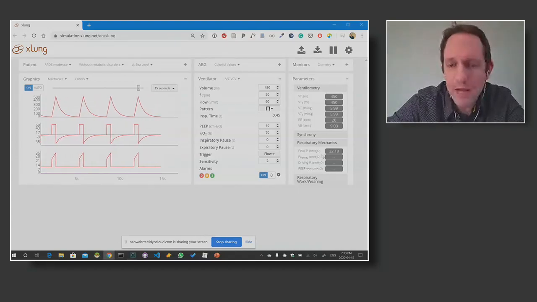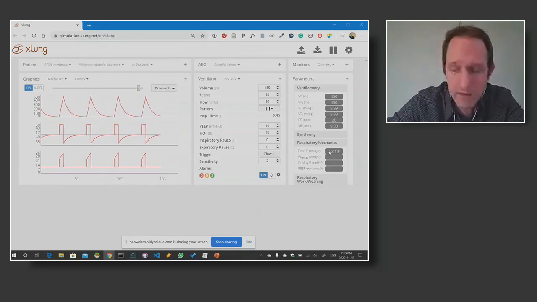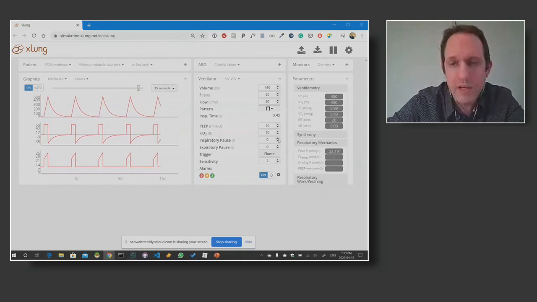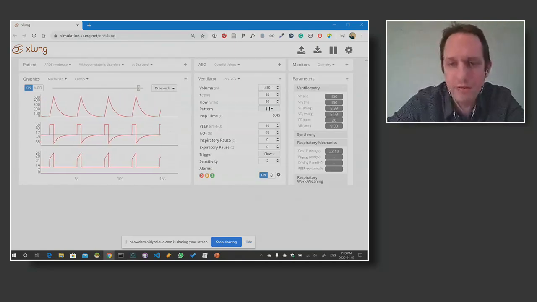And on my ventilator, I would have a peak pressure reading, and here you can see it's 32 centimeters of water. Now, I have no idea how much the lung is feeling. All I see is the peak pressure. So I have 450 mils set. This is an adult patient. It's 5.99 mils per kilogram of predicted body weight for this patient.